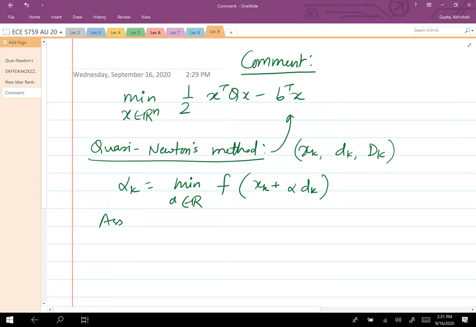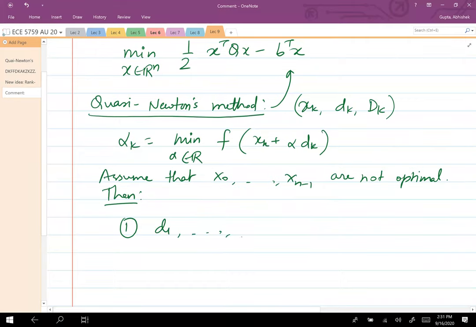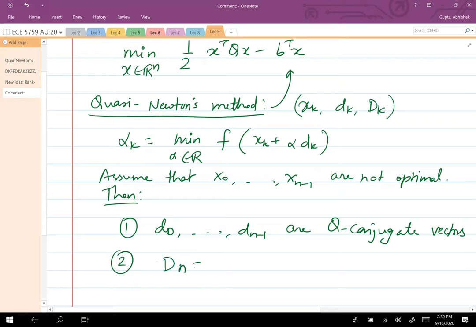And assume that x0 all the way to xn minus 1 are not optimal, so they are not equal to x star. Then we have the following result. The first result is that d0 to dn minus 1 are Q conjugate vectors. And the second result is that capital Dn is going to be equal to Q inverse.